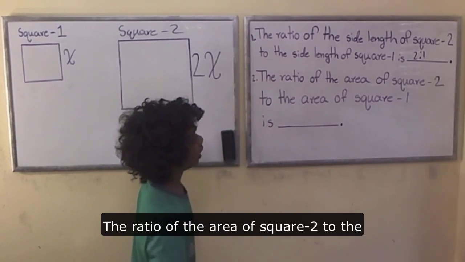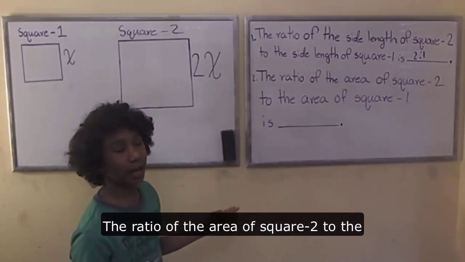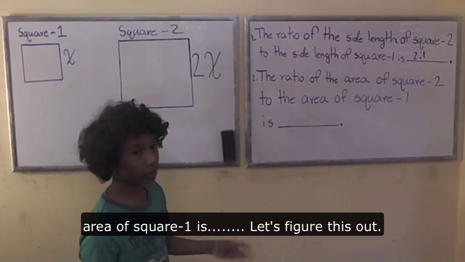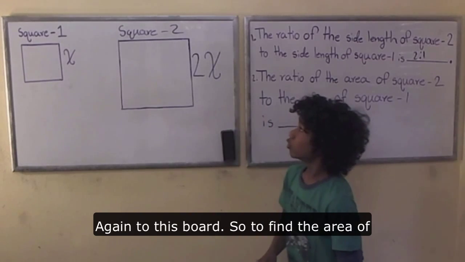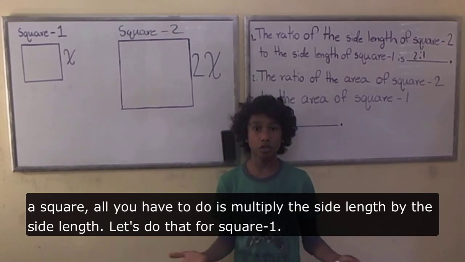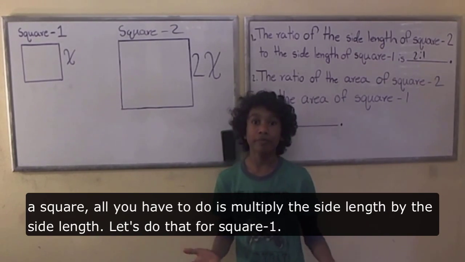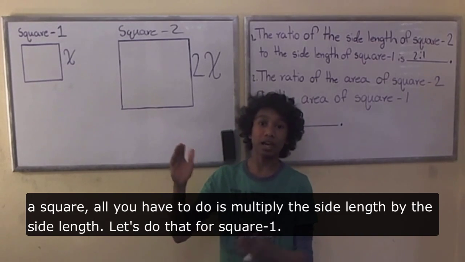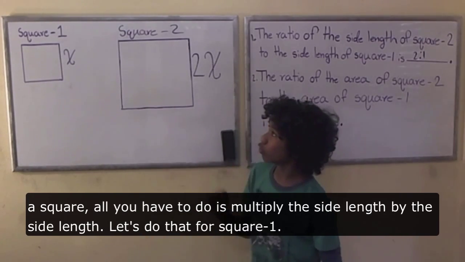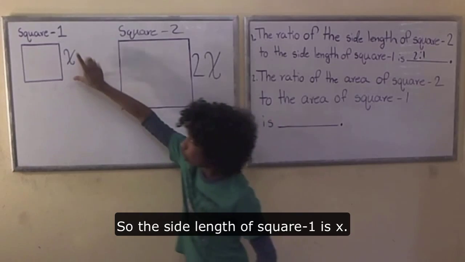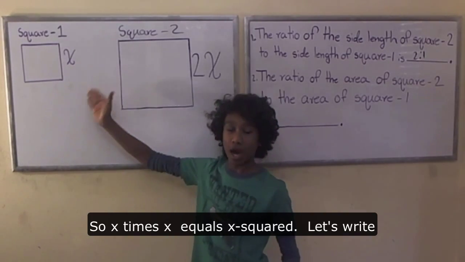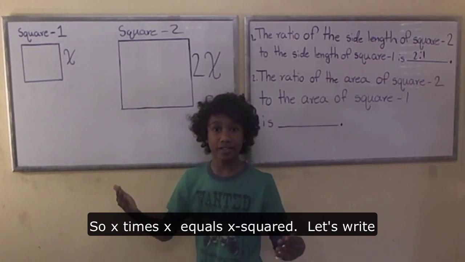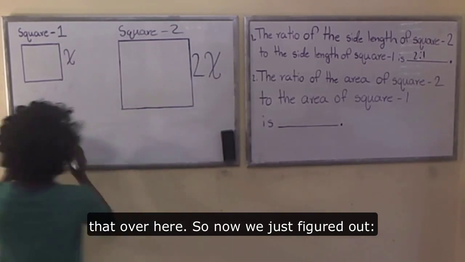The ratio of the area of square 2 to the area of square 1 is. Let's figure this out. Alright, again to this board. So, to find the area of a square, all you have to do is multiply the side length by the side length. Let's do that for square 1. So, the side length of square 1 is x. So, x times x equals x squared. So, let's write that over here.